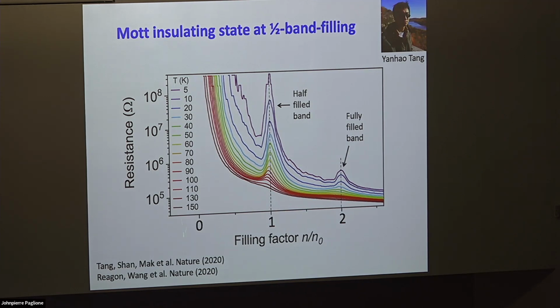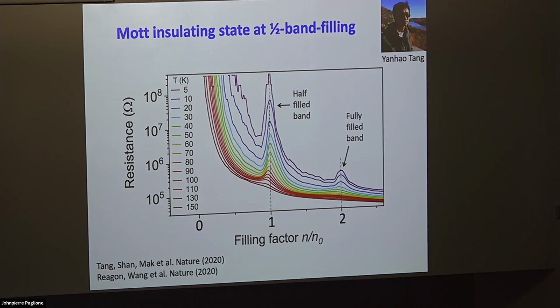And this is a 2-point resistance. This is a kind of first generation device where we can only do 2-point resistance as a function of the doping density in the system. And this 1 here would mean 1 electron per moiré unit cell, one electron per atom, and this 2 here we just put as 2 electrons per atom in the moiré heterostructure.